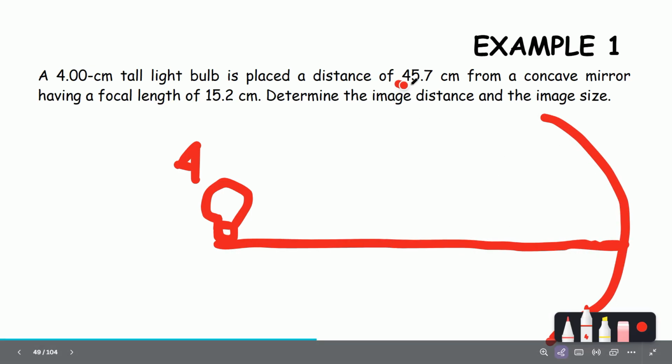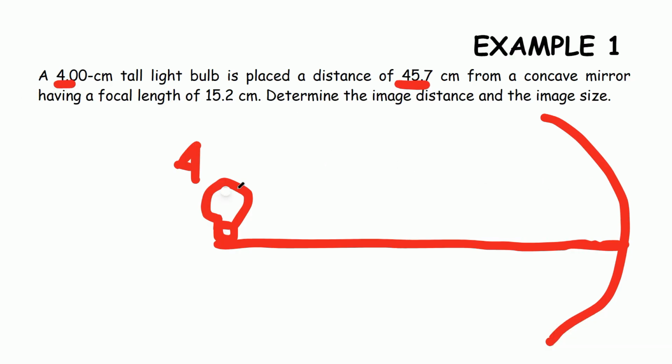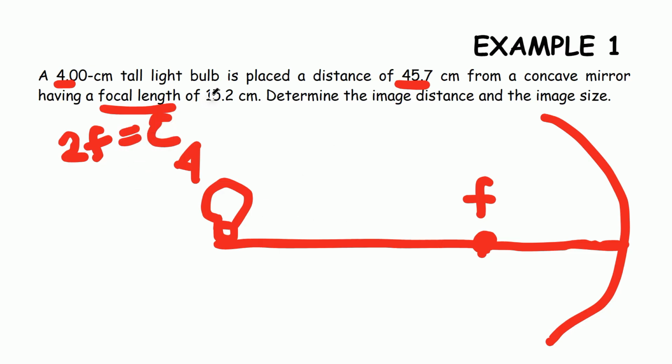45.67 is very far compared to the 4 centimeters, so we draw it far away. And then having a focal length of 15.2 centimeter. So our focal length is given, around here. The bulb is quite far. So we can assume that it is outside our center of curvature, because 2 times the focal length, 2f, is equal to C, the center of curvature. So 15.2 times 2 is 30.4. So we can assume that our C is around here.